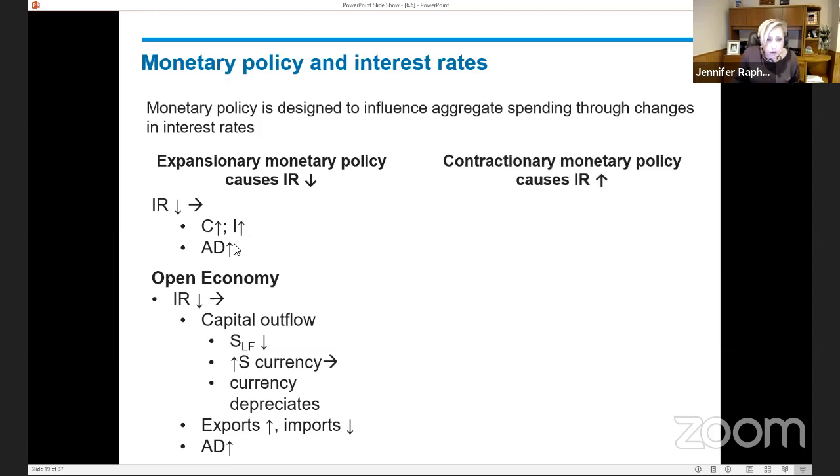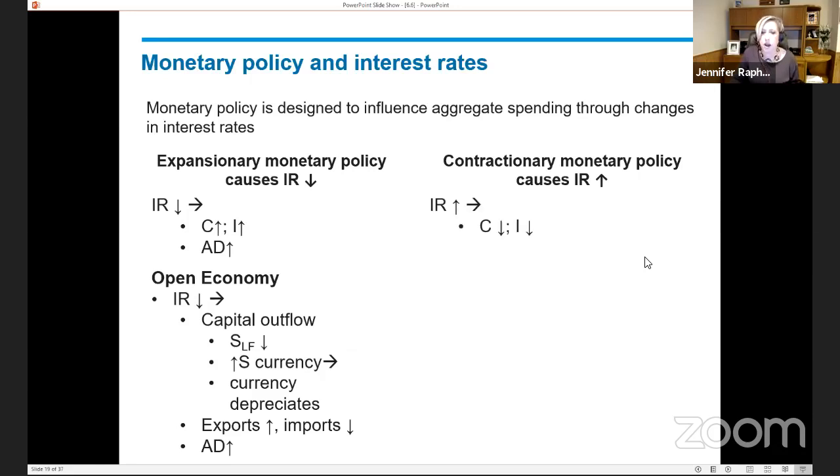So what you see here is this nice reinforcing effect on aggregate demand of expansionary monetary policy. You get the domestic increase in spending because of the interest rates, but you also get the foreign increase in spending on domestic goods and services because the currency depreciates. All right, now let's go over and do the reverse with contractionary monetary policy, which we know causes the interest rate to rise.